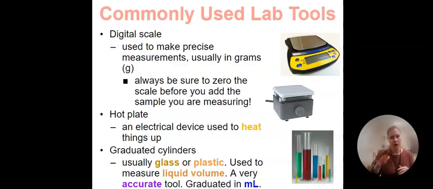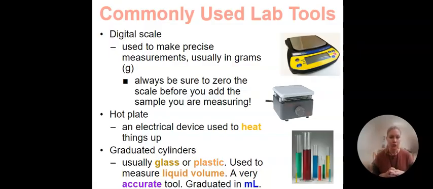So you just turn it on, you place your specimen, and you get a number, you get its weight. We do need to make sure we are careful with our digital scale, though, that we have zeroed the scale out before we add the sample that we are measuring. This helps to ensure that we are getting an accurate reading and we don't have something left over, like maybe we were measuring sugar before, but now we're measuring starch. So we just always want to make sure we zero out the digital scale.